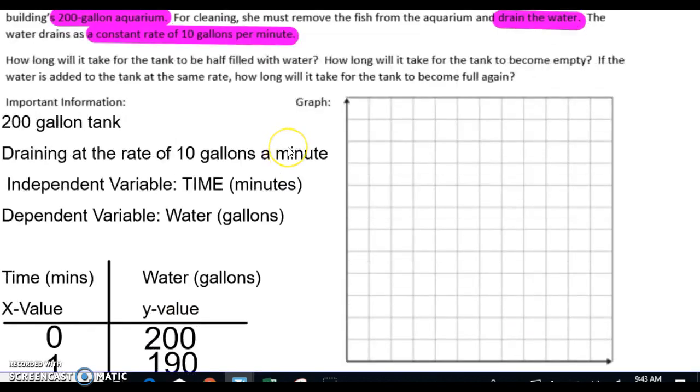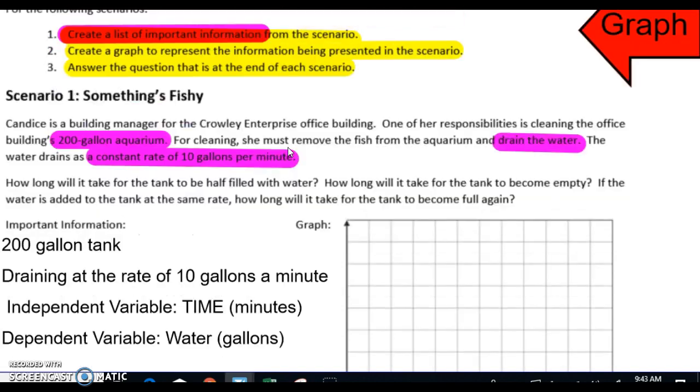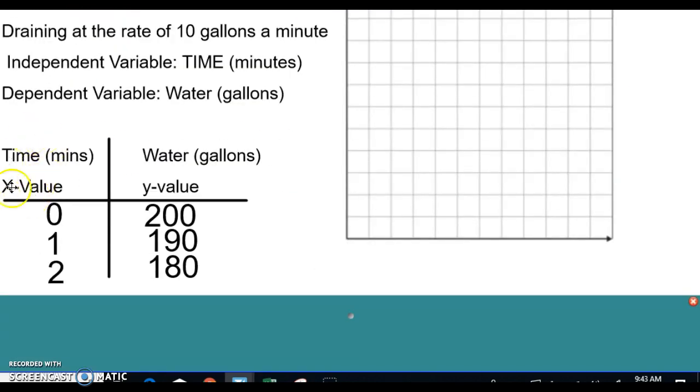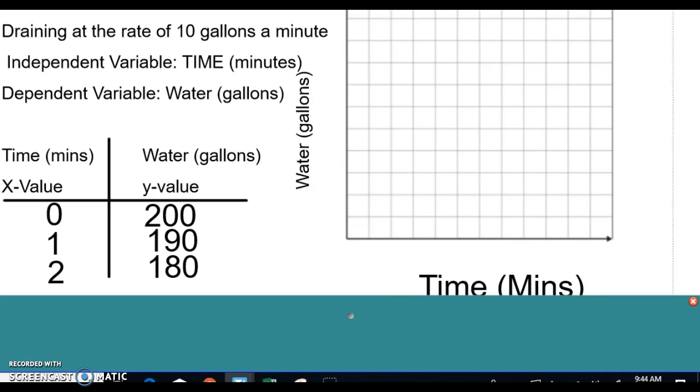So if I go back up to my directions, it says I have to graph this. So I have some information that's going to allow me to graph this right now. I have my X values, I have my Y values, and I have a table of values that I can go ahead and graph. So knowing that time is the independent value, I'm going to put that on the X-axis. And I'm going to put water in gallons on the Y-axis. All right, what I'm going to do now is fill in my X values and my Y values along the X-axis and the Y-axis.